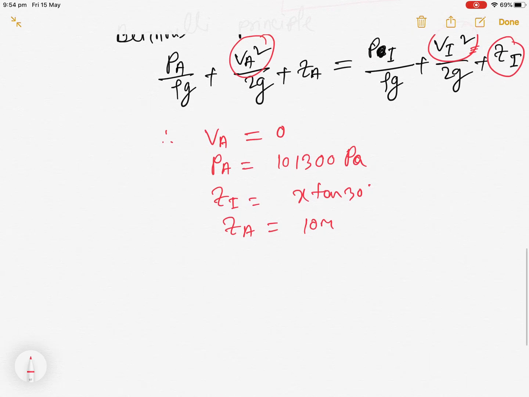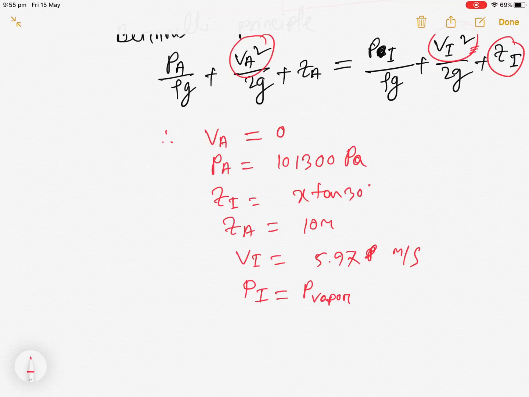And now what else do we need? We need the velocity for section I. We calculated it, 5.97 Pascal, sorry, meters per second. So what else do we need? We need the pressure at the pump. It is actually the vapor pressure.